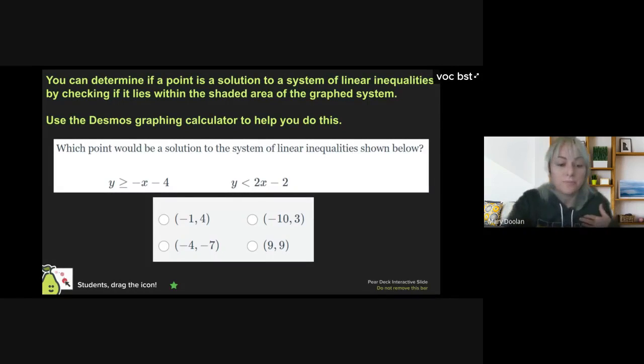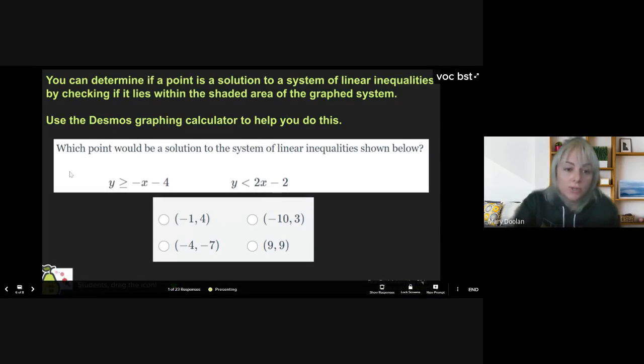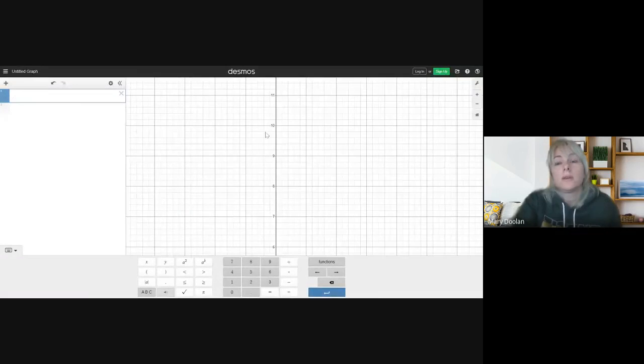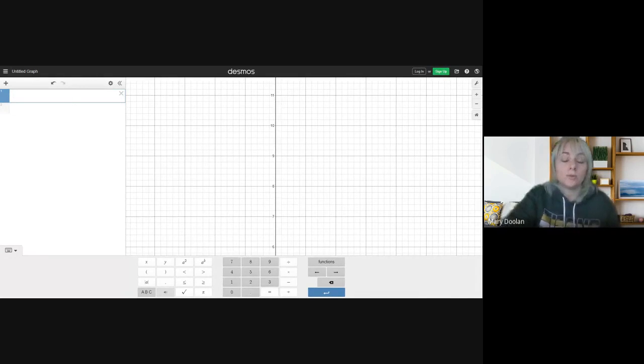Okay, so we're going to kind of do this one together. All right, and so what I'm going to do is open up the Desmos graphing calculator and share it with you. And I'm going to type in the two inequalities that we have on this slide. The first one is y is greater than or equal to. And you have down at the bottom this keyboard that pops up, and you can get your symbols here. Okay, y is greater than or equal to negative x minus 4.